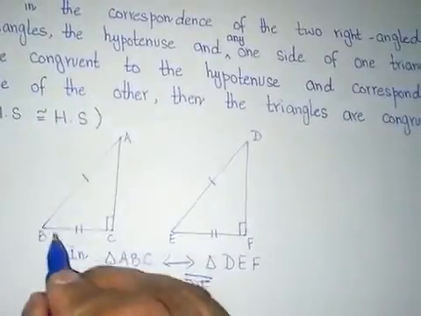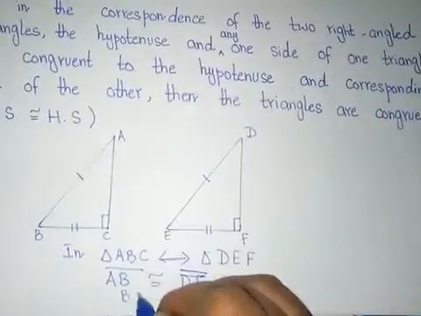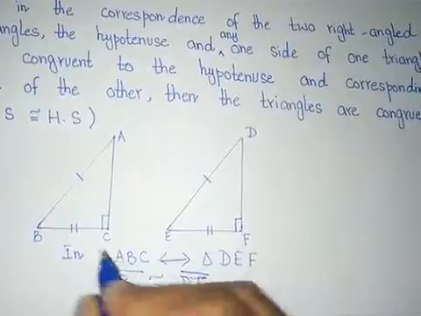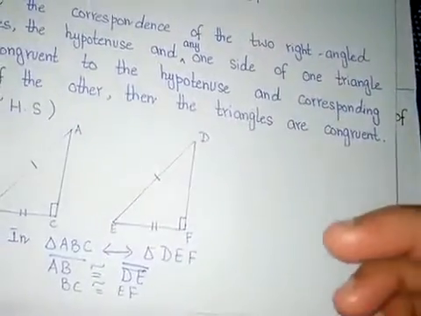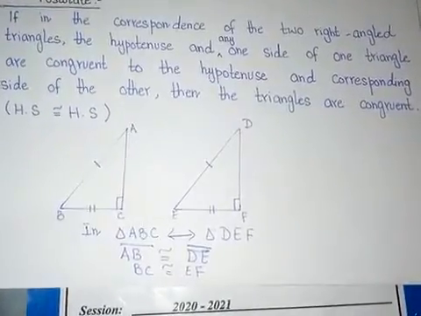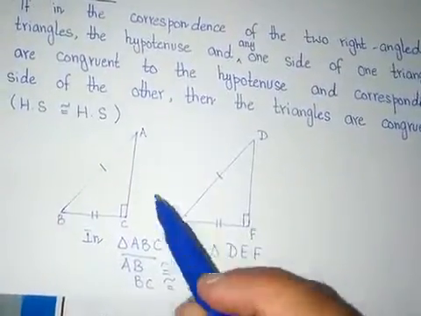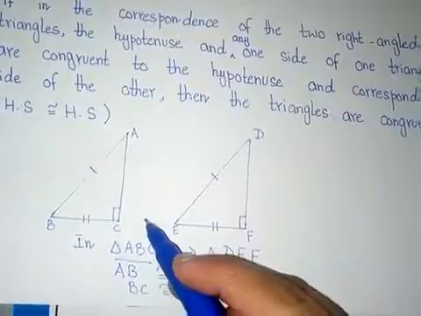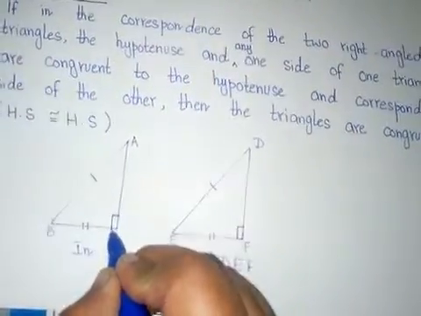And BC, base is congruent to this base. BC is congruent to EF. Base is congruent to base. If you remember, I have told you to make the triangles congruent, three components should be congruent. But in this postulate, we have taken only two, hypotenuse and base, because the third thing is 90 degree.